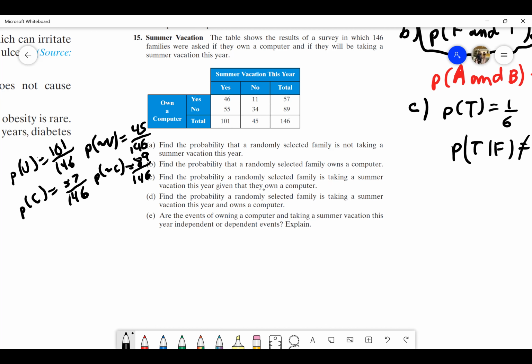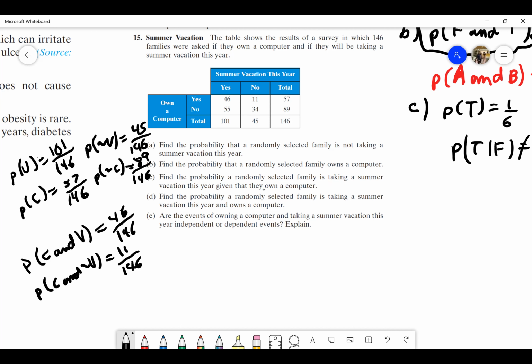Okay, so now let me do this one verbally. Well, I can write it. It doesn't matter. What's the probability of computer and vacation? They have both a computer and they're going to take that vacation in summer. There are 46 out of 146. That's what that means. What's the probability they have a computer and they're not going to take a vacation? 11 out of what? Okay. What's the probability they don't have a computer, but they're going to take a vacation?